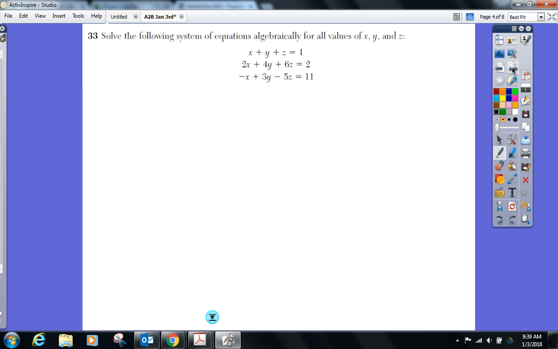33, everybody, 33. Oh, you remember these, I bet. I don't know. Some of you may have loved them. Some of you may have hated them. And some of you with crappy penmanship, your teachers probably hated grading them.